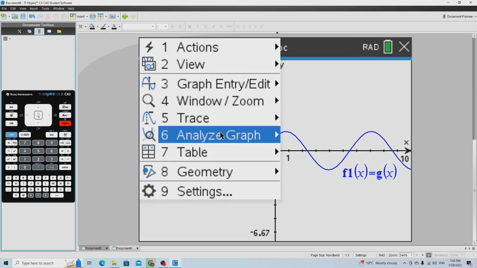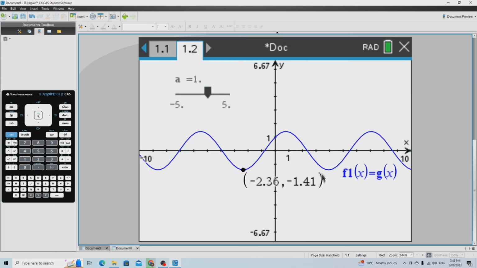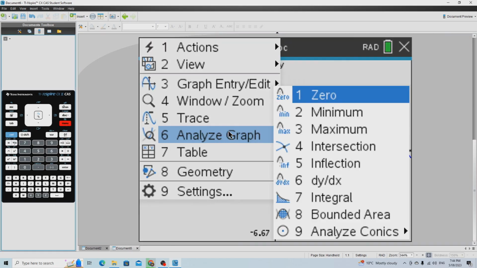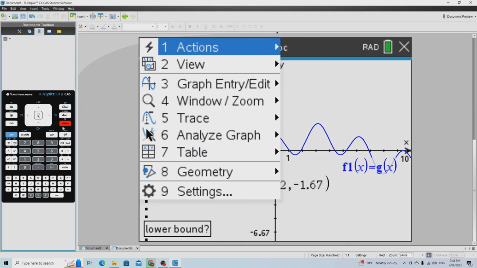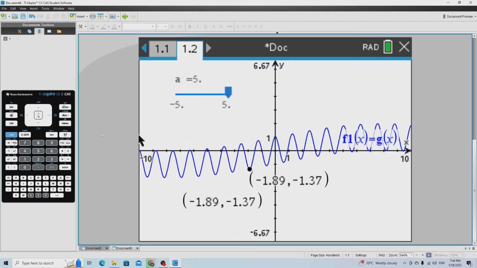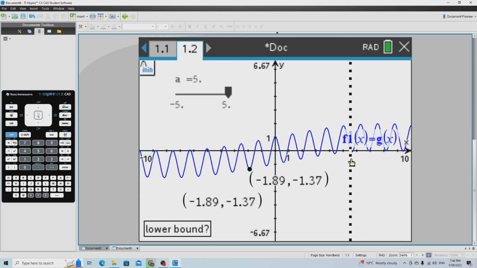Let me just double check the minimum. So it's -4, this value. Increase it. When you're increasing it, you're getting this over here, -1.72 now. Let's increase it to 5. Your lowest minimum value is, what is this?